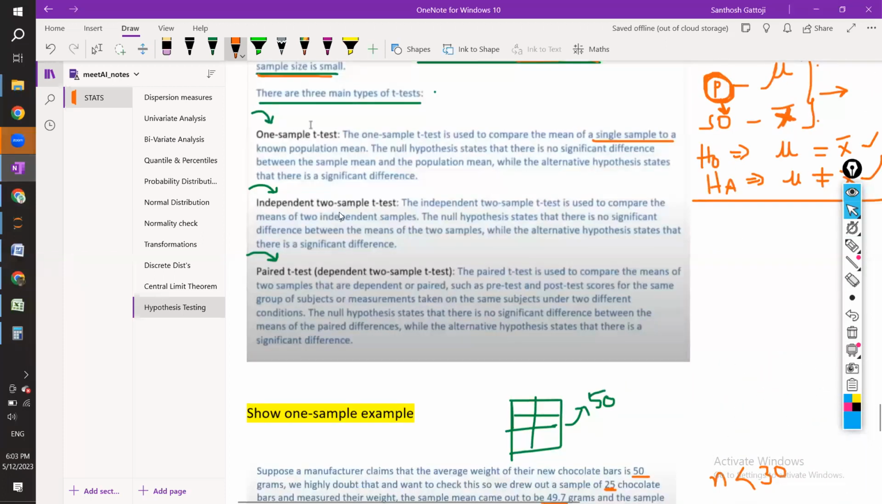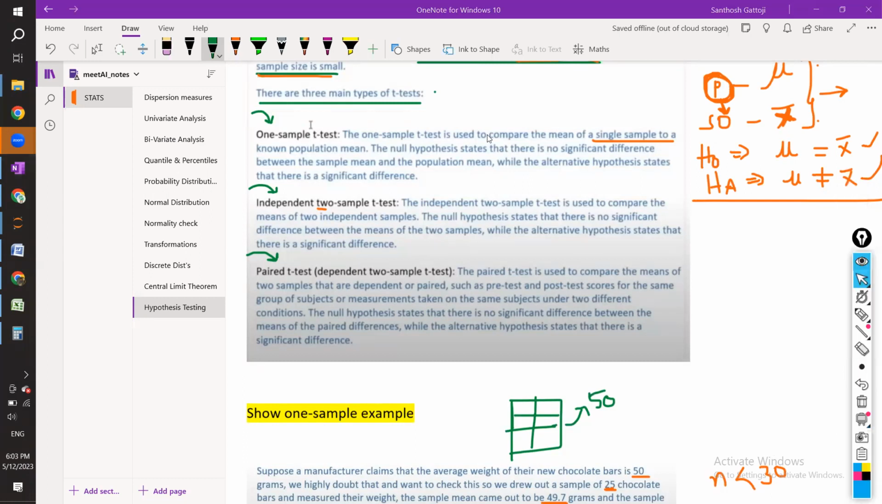Now if I go for the independent 2 sample t-test, it is used to compare means of 2 independent samples. Earlier it was only 1 sample, but here we can compare means of 2 independent samples. The null hypothesis states that there is no significant difference. Alternate will say there is significant. Null and alternate almost will be same, guys.